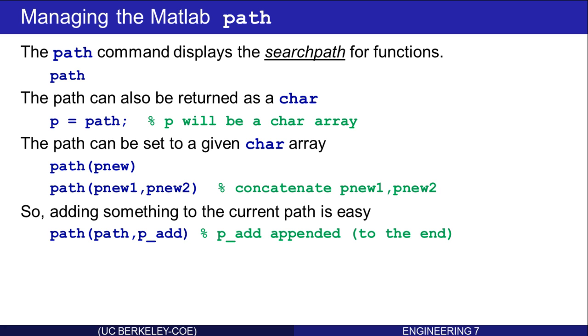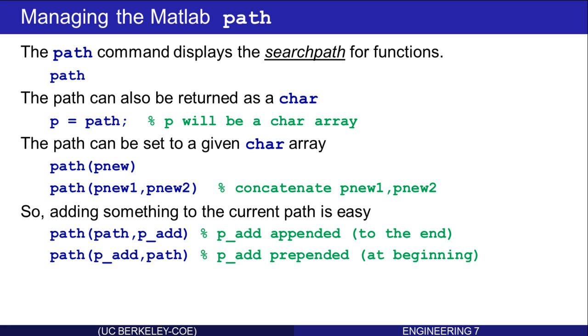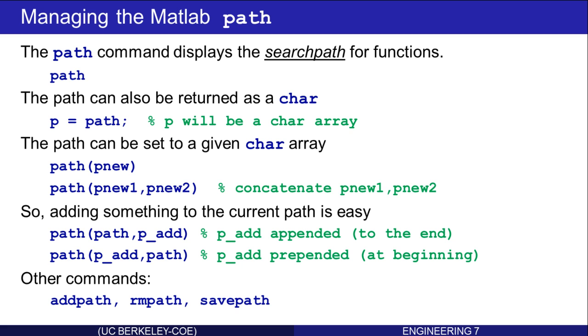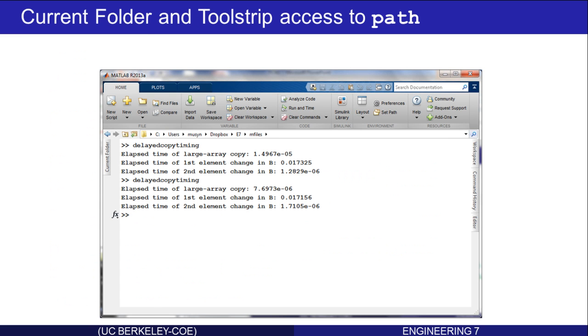Simply call path to return the current path and add something at the end. Prepending, putting something at the beginning higher on the path, is also easy. Just put that first. There are other commands such as addpath, rmpath, and savepath. You can learn more about these if you need to. The way you'll mostly interact with this is through the tool strip. There are several ways to access path management here.